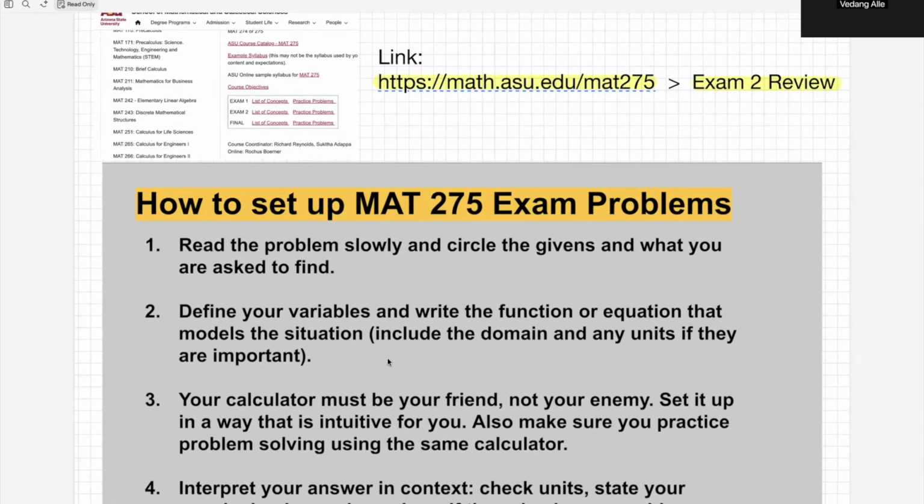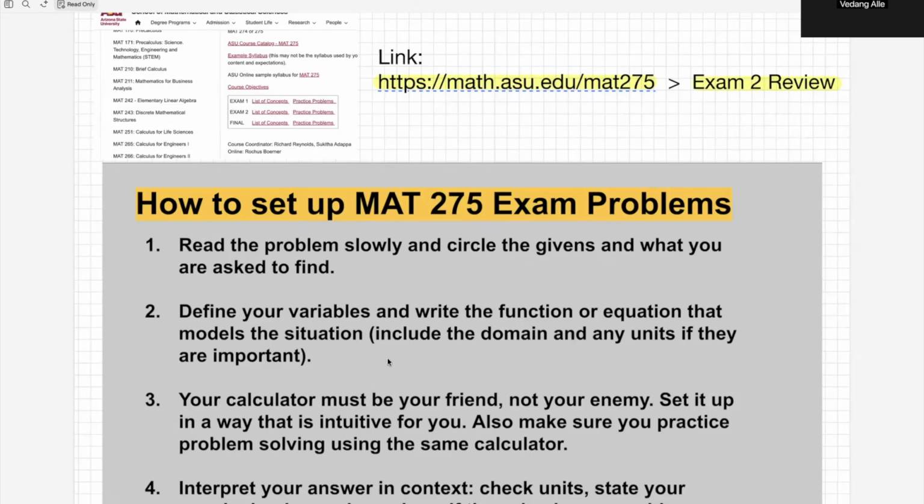For example, including the domain and any units if they're important, knowing the inequalities for a linear ODE, right? That's important that you know that. Number three, and I cannot emphasize this enough, is that your calculator must be a friend and not your enemy. I've seen countless times where students know how to work out and solve the question, but then they set it up in their calculator and input it incorrectly, which in turn gives them a wrong answer.